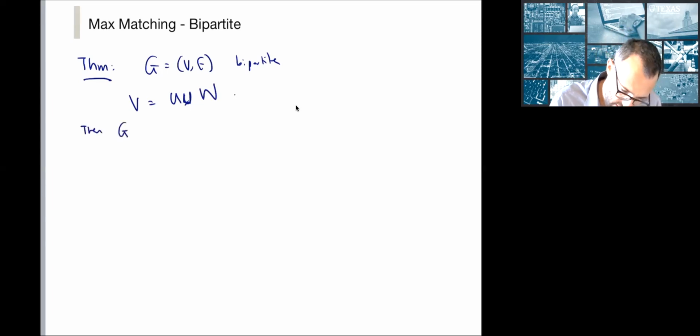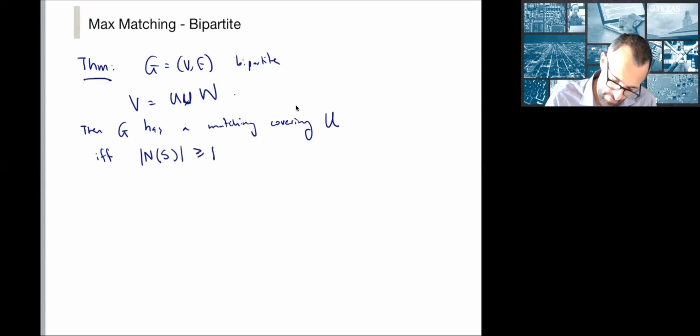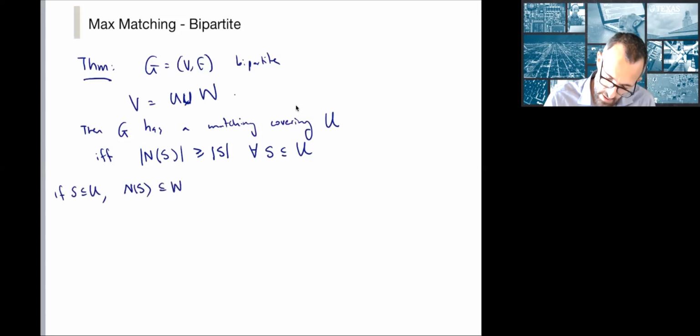Then G has a matching covering entirely one of the two color classes, say U, if and only if the cardinality of the neighborhood of a set S is at least the cardinality of S for every S that's a subset of U. So again, N of S, so if S is a subset of U, then N of S is a subset of W, and it is all the neighboring nodes of S.